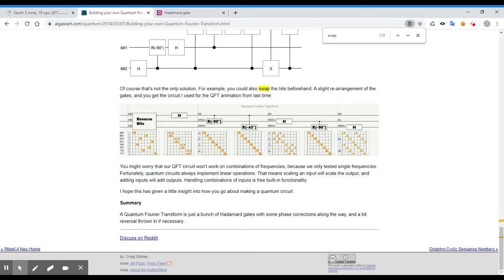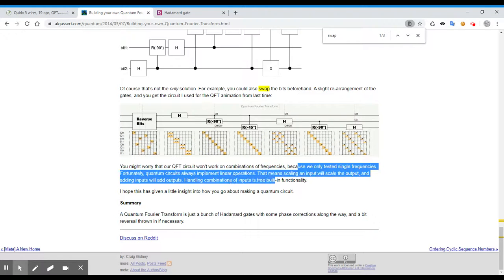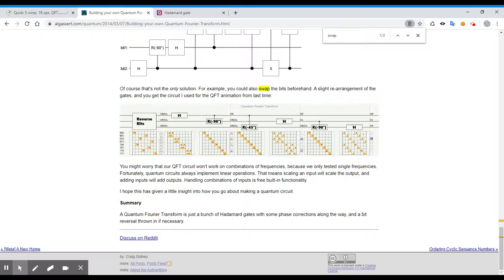You might worry that we only tested a single frequency. Fortunately, quantum circuits are implemented with linear operations. This means scaling an input will scale the output, and adding inputs will add outputs. Handling combinations of inputs is a free built-in functionality.